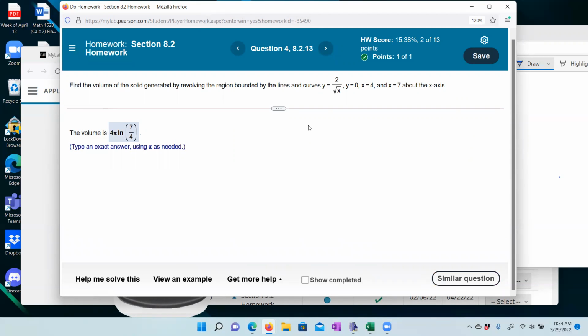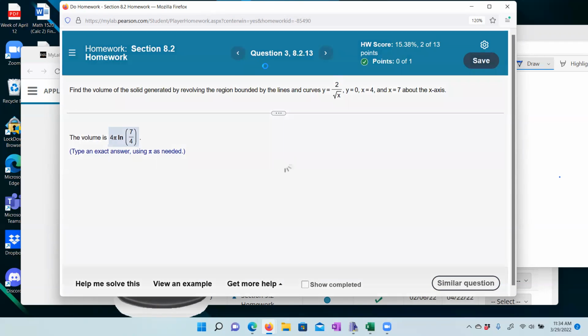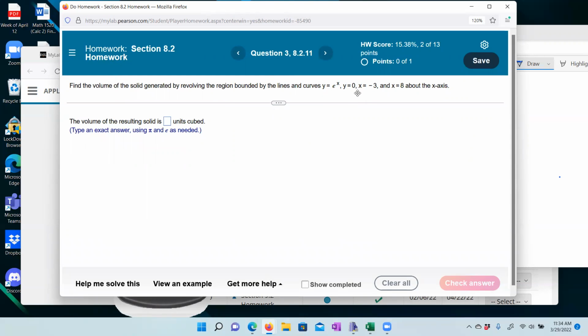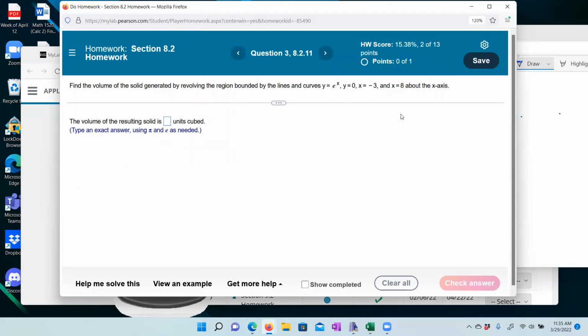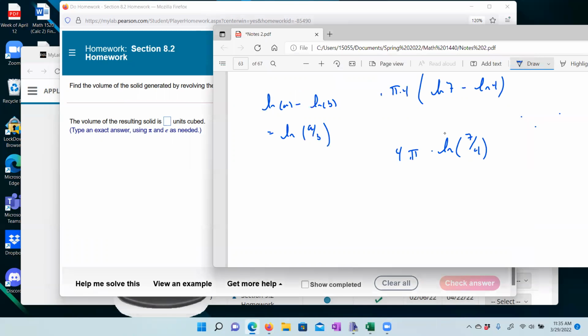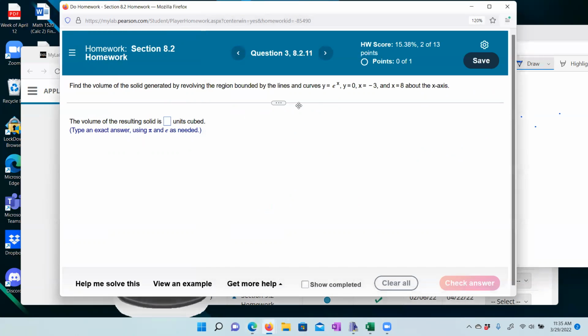Okay. So what I wanted to do was one more, and one previous to this. I just wanted to make sure that you knew what to do for x equals -3 and positive 8. So again, what do we have here? We have y equals e to the x from x equals -3 to, that's going to be a big number, 8.